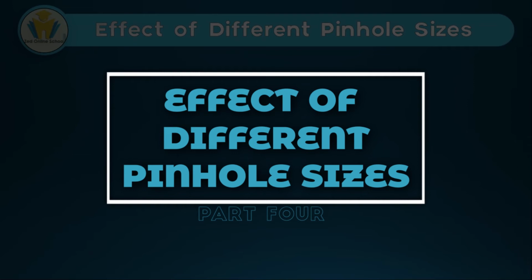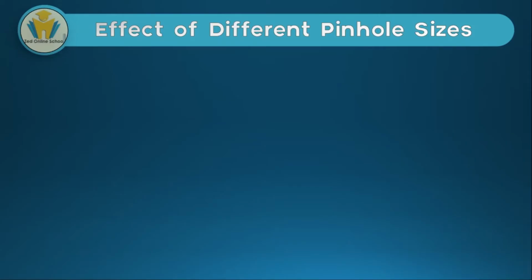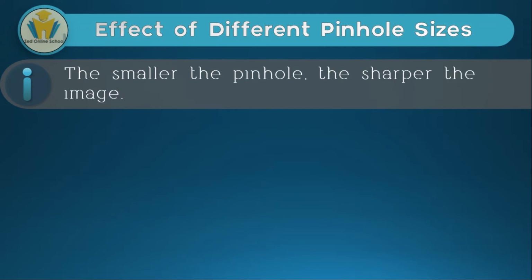With that said and done, now let's talk about the effect of different pinhole sizes. We know the pinhole is that hole that is responsible for making the image in a pinhole camera. Now, what happens if that size of the pinhole is increased or reduced? Well, one thing you should understand is that the smaller the pinhole, the sharper the image. This is because when the pinhole is small, very little amount of light is let into this pinhole camera.